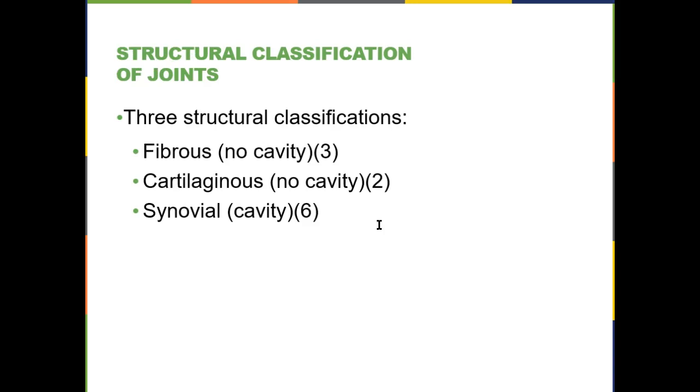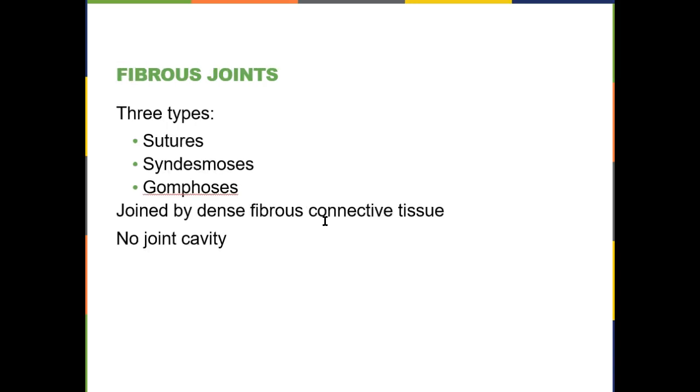Then we are going to have these three different structural classifications, and this is the framework that we're going to put all the individual joints into. So you're going to have three different kinds of fibrous joints, two different kinds of cartilaginous joints, and 6 different kinds of synovial joints. So we will start with the fibrous joints.